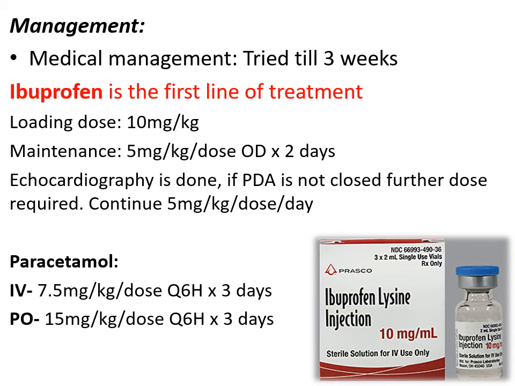In children who are contraindicated, or in whom the patent ductus arteriosus has not closed after continuous treatment with ibuprofen, paracetamol is given. If it is IV, it is given at 7.5 mg per kg per dose, every 6 hours for 3 days, and if it is oral, double the IV dose, that is 15 mg per kg per dose, every 6 hours for 3 days.